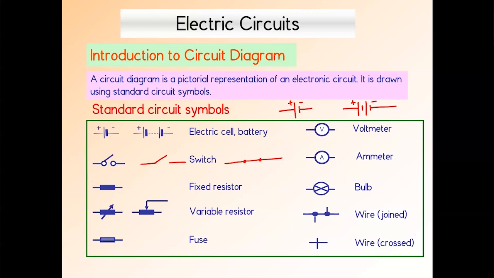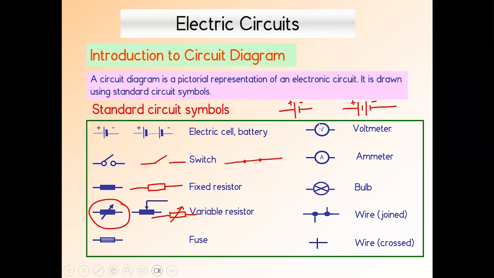Fixed resistor, just a rectangular box like this will do. If it's a variable resistor, let's stick to this one. Okay, I would like you to stick to this one when you are drawing. Okay, with an arrow pointing in a diagonal direction. Fuse, rectangular shape, then you have a wire connecting right through.